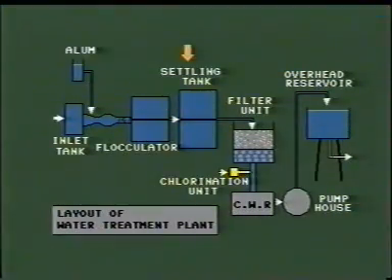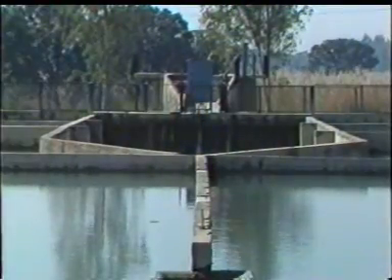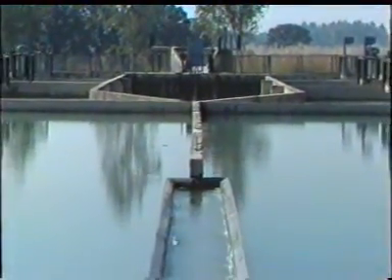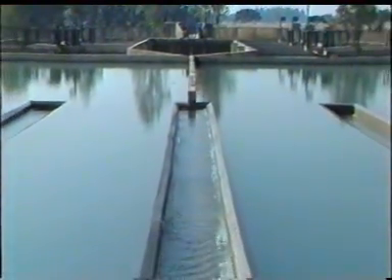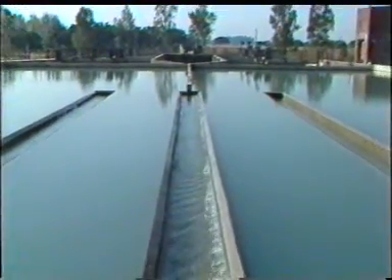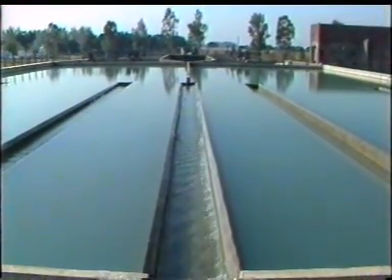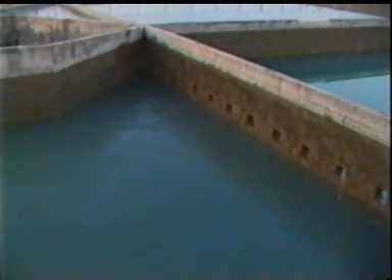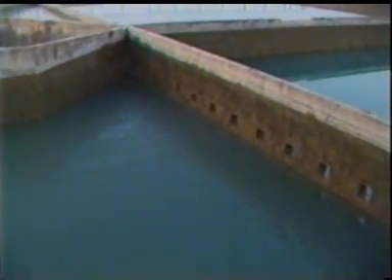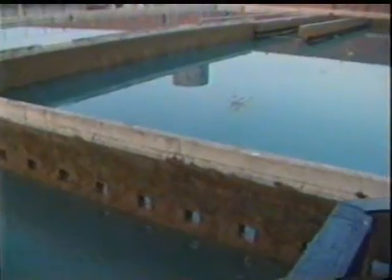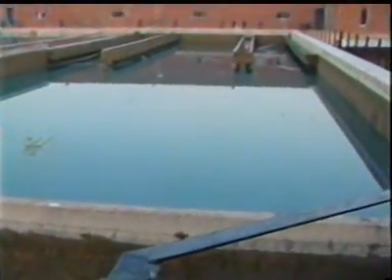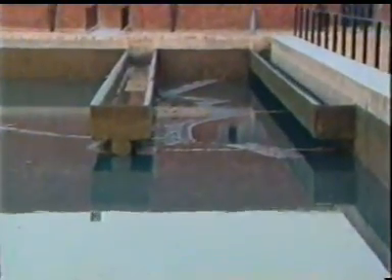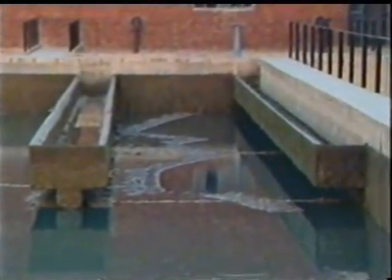From the flocculator, the water passes on to the settling tank. In the settling tank, flocks settle down under gravity and clear water flows over weirs provided near the outlet. This is a perforated wall which is provided between the flocculator and settling tank. Let us have a clear view of the weirs provided near the outlet in a partially empty tank.